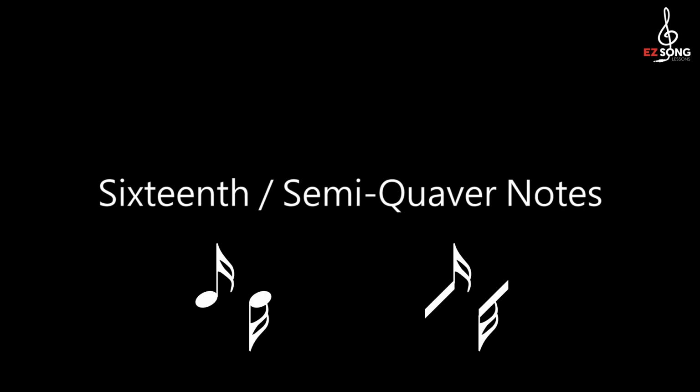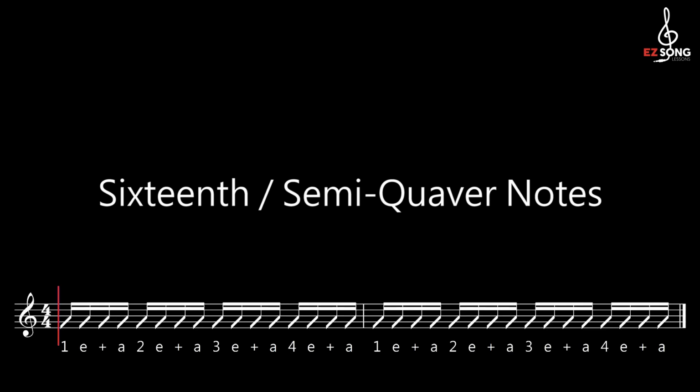Tip number 13. This rhythm helps to play This Is Home by Cavetown. 16th or semi-quaver notes. 16th notes split the space of a quarter or a crotchet note into 4 exact sections. These notes can be counted as 1 e and a, 2 e and a, 3 e and a, 4 e and a.